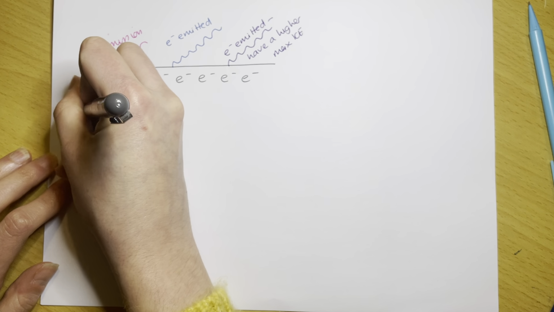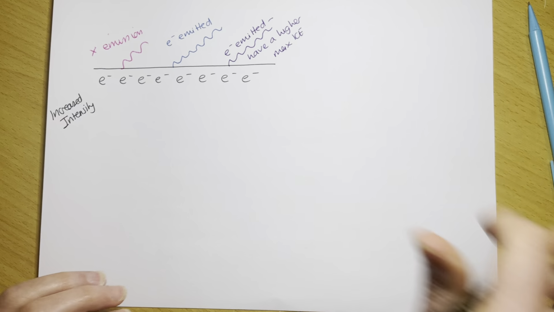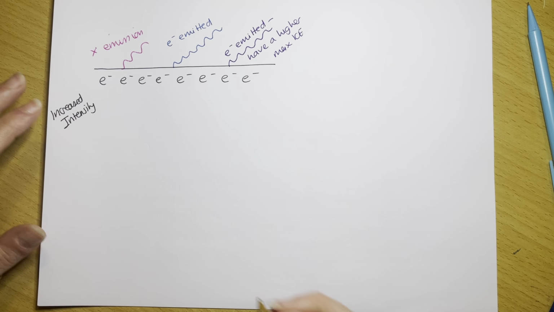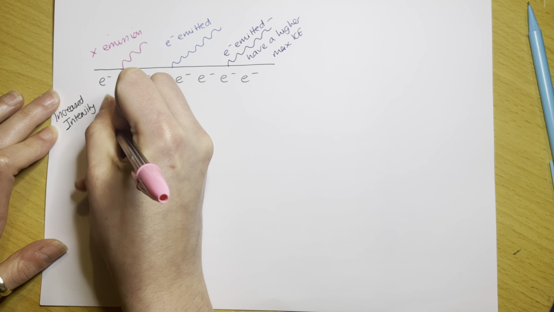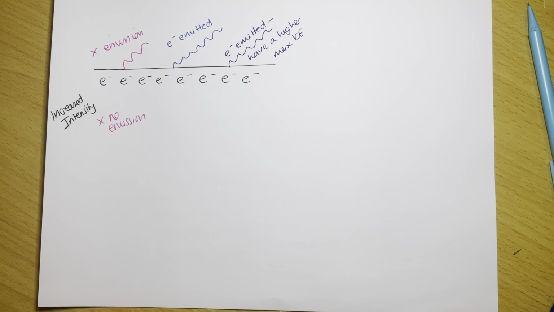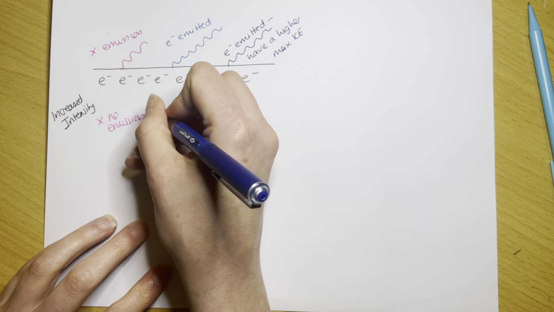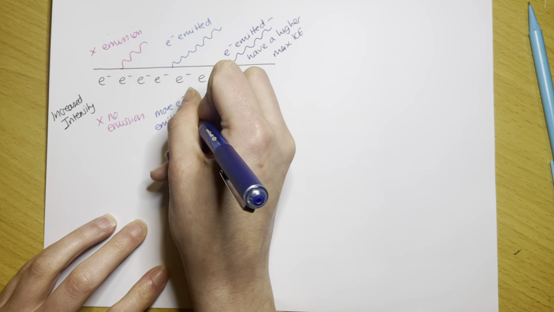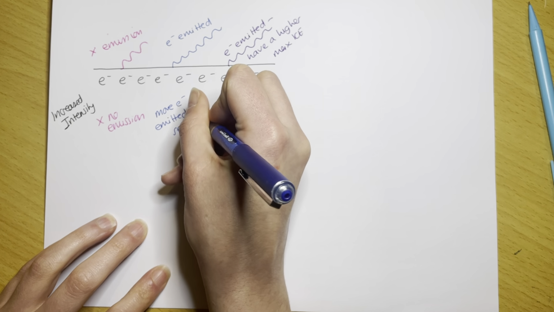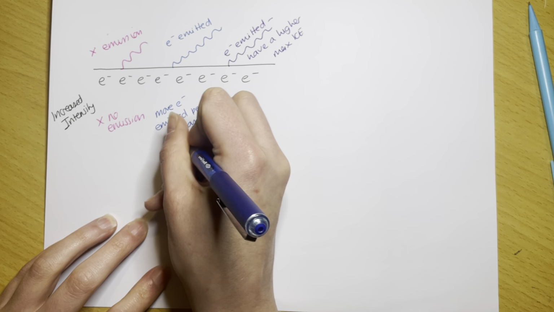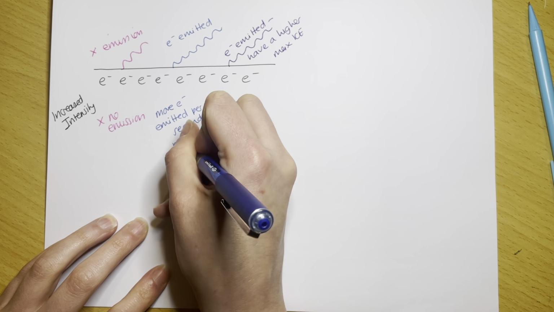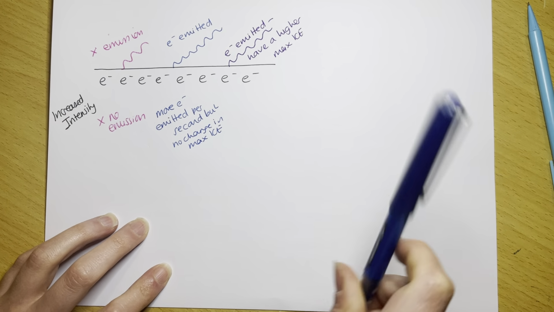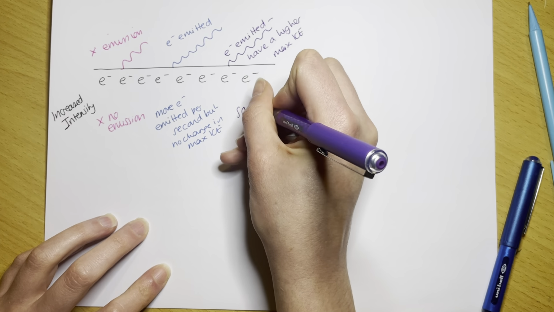Now, if I increased the intensity of the light, let's actually write intensity. If I increase the intensity of the light for all three of these, if I increase the intensity of the red light, there'd still be no emission. If I increase the intensity of the blue or the purple or UV light, both of these would find the same thing. You'd find that there are more electrons emitted per second, but no change in max Ke. And that would be the same for both the blue and the purple light.